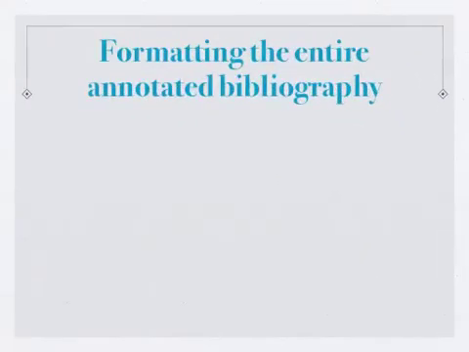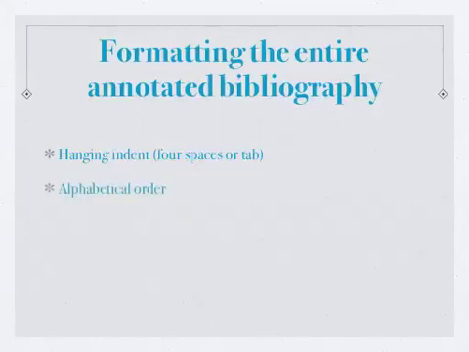So that's one individual annotation for one citation. Your actual annotated bib will have a number of citations. Remember throughout that you'll use this hanging indent. So that first line will be on the left margin, and then after that, it will be 4 spaces or tabbed over. All of your information should be in alphabetical order using the author's last name first. This is the same for your reference page or works cited page if you were using MLA. Always has to be in alphabetical order.